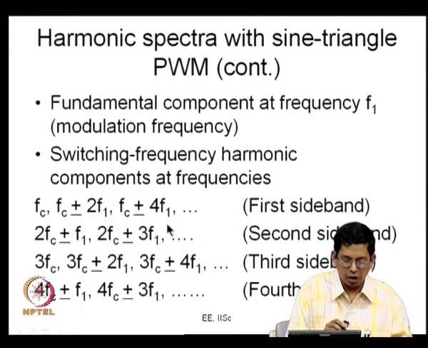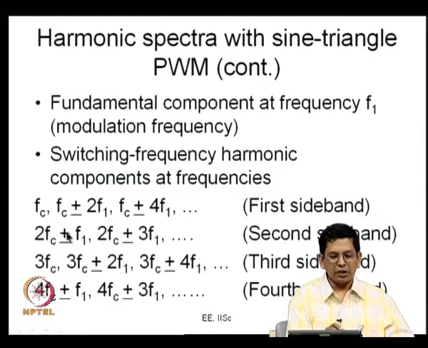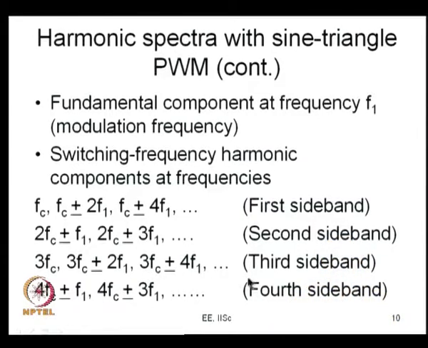This is the result of the modulation process. For the switching frequency components, the first sideband is around Fc: Fc plus or minus 2F1, Fc plus or minus 4F1, etc. The second sideband you will get as 2Fc plus or minus F1, 2Fc plus or minus 3F1, and so on. The third sideband is around 3Fc: 3Fc plus or minus 2F1, 3Fc plus or minus 4F1 and so on. And 4Fc plus or minus F1, 4Fc plus or minus 3F1, etc., we would call the fourth sideband.